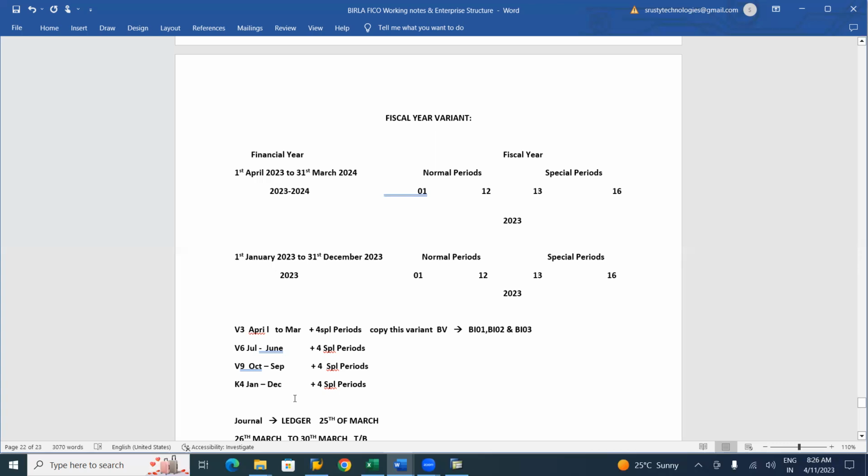As of now we are doing classical GL accounting, and in the coming classes we are going to see the new GL account. At that point we are going to copy K4 also, because for this particular company code we need to follow January to December for reporting purposes. Clear? Yes. Any questions here? We have copied V3 and assigned it to BV. Remember this variant name. If you want, you can write it down.